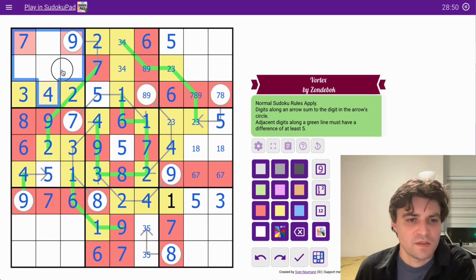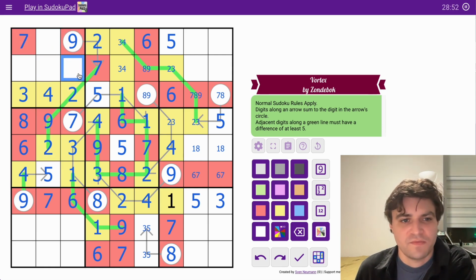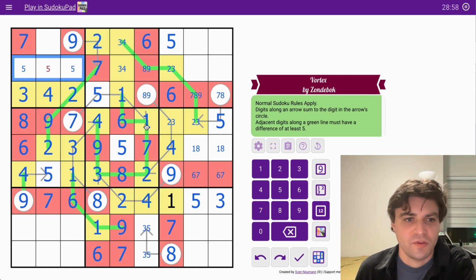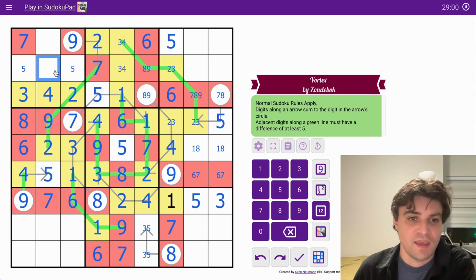We need a 1 in this region. What are we missing in this region? We're missing a 5. That 5 needs to go here someplace. One of you needs to be a 5. Let's just fill them all in. One of you must be a 5. In fact, it can't be you. One of the outside needs to be a 5.